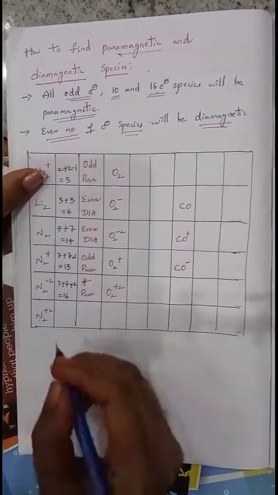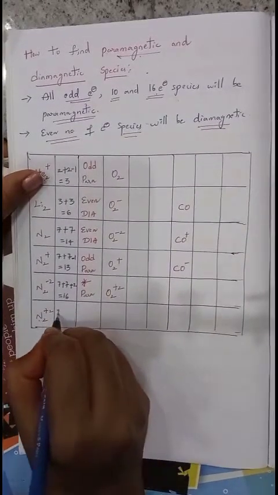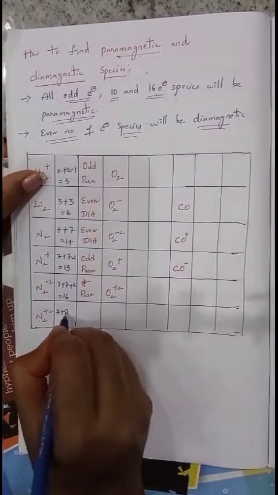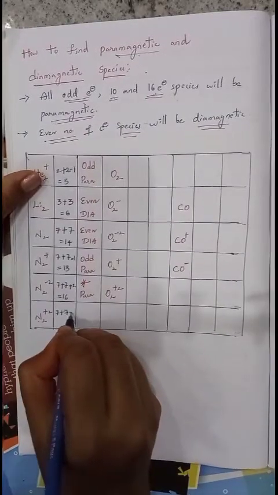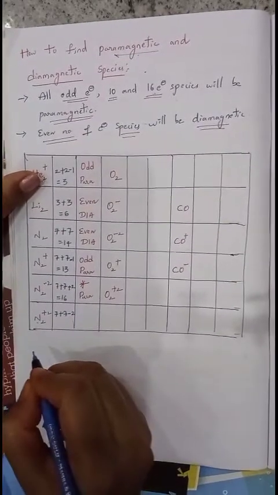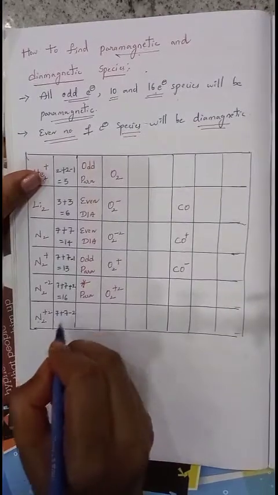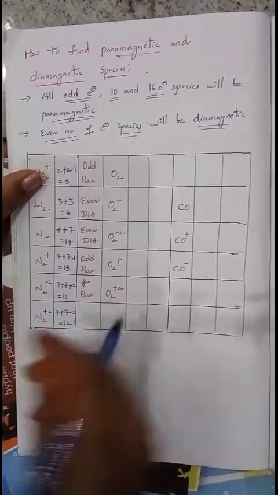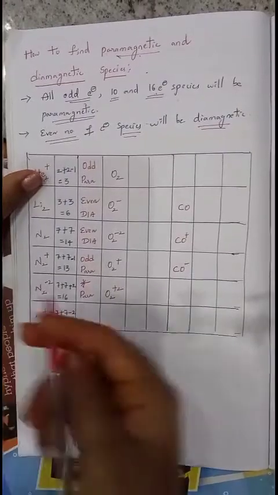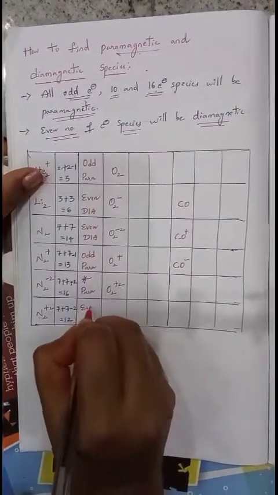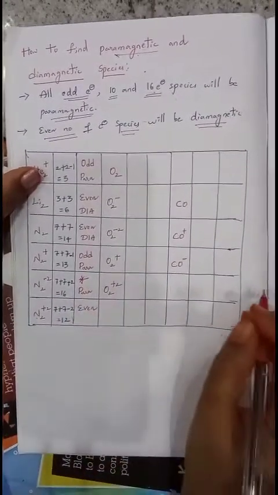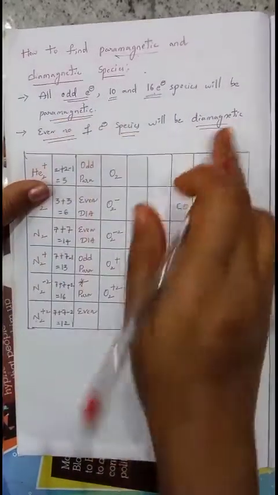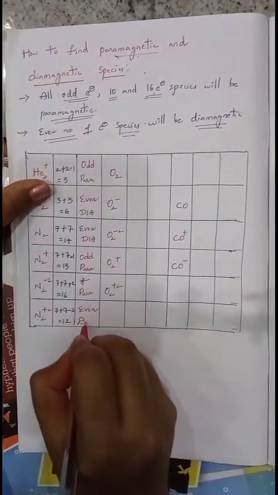Now N2 plus 2. Each nitrogen has 7 plus 7, and plus 2 indicates losing of 2 electrons. 14 minus 2 is 12. 12 is an even number. If an even number of electrons is present, then that is said to be diamagnetic.